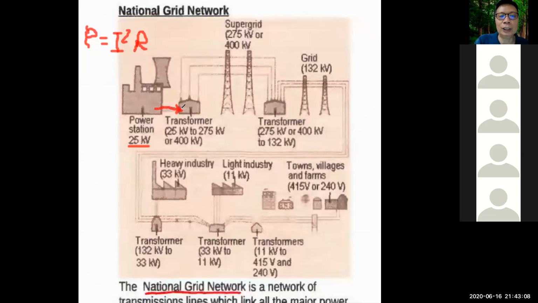So you see now, only this one steps up to 400. Then after that it steps down to 132, still cannot be used, too high. Then it steps down to 33,000. The first place is for big factories and heavy industry, which use 33,000. So far in Malacca, only one factory is considered heavy industry.